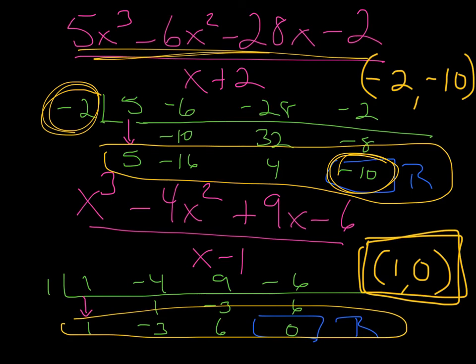So if you do your synthetic division, and your remainder comes out to be 0, then the number that you were dividing by happens to be a 0, we call it a 0, of that polynomial. Okay? So I hope that all makes sense. Good luck.